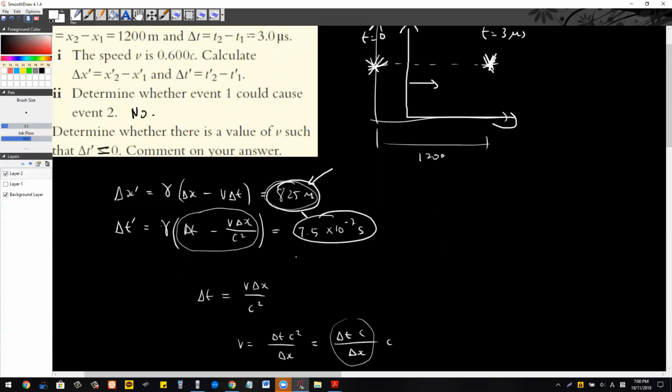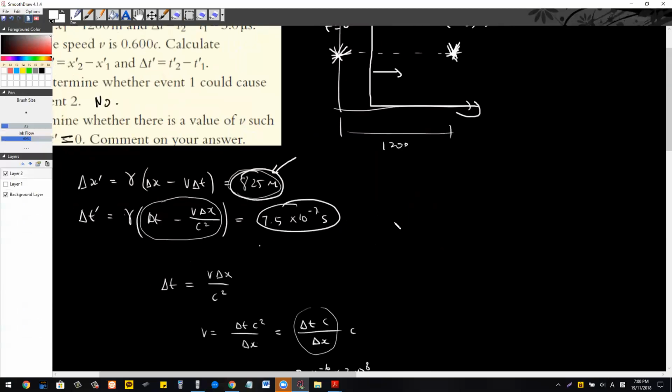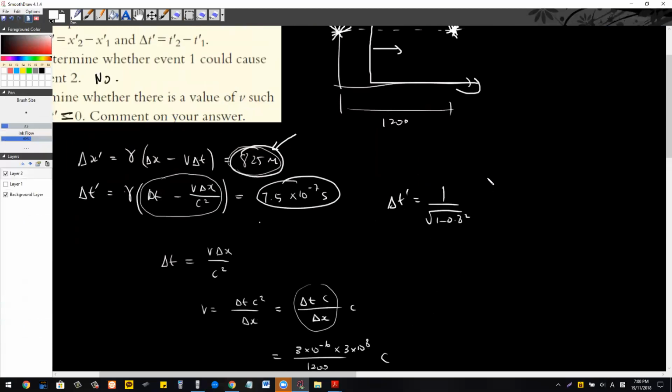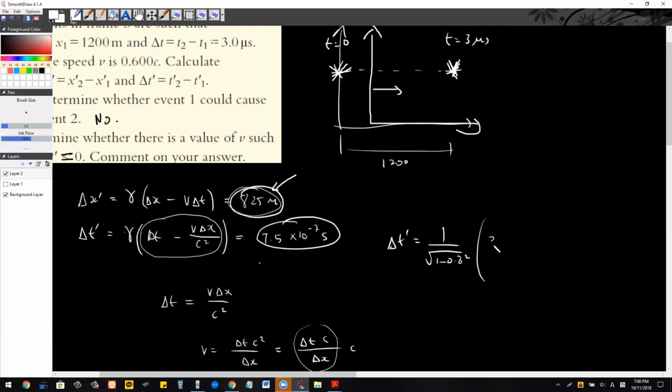So you can see that this delta t dash is equal to 1 over, I'm going to go for 1 minus 0.8 squared. Okay, so faster than 0.75. And then the time interval was 3 microseconds minus the velocity 0.8c times 1,200 over c squared. So I'm going to prove that this is negative.